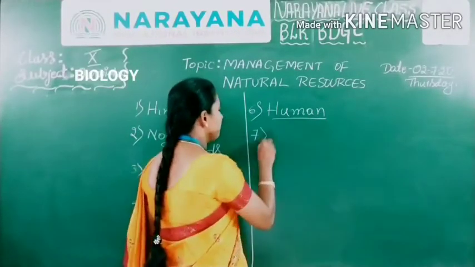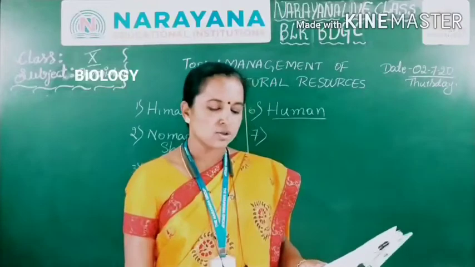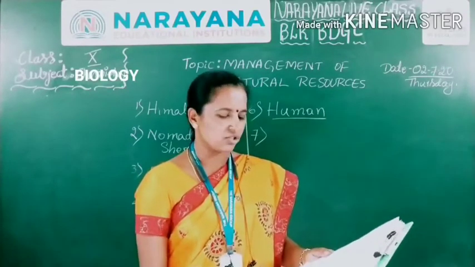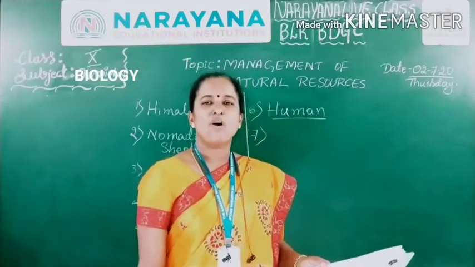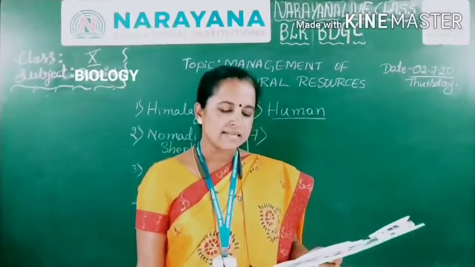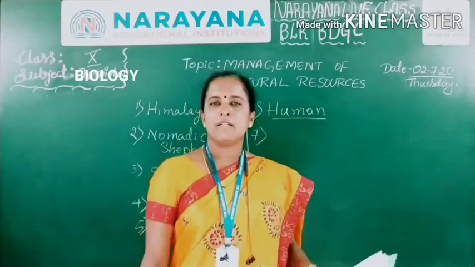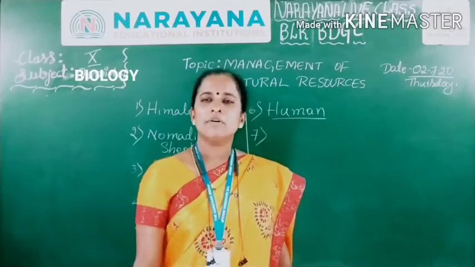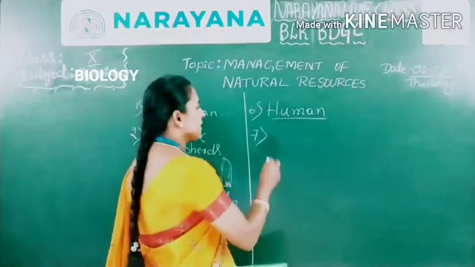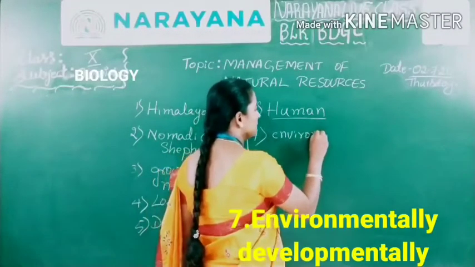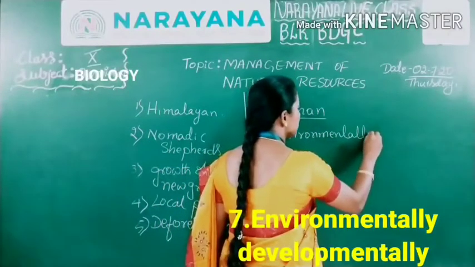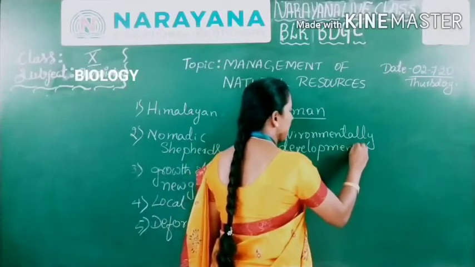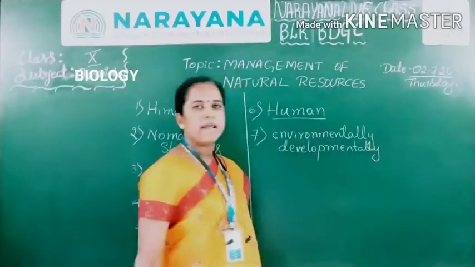So next, the 7th question. Forest resources had to be used in a manner that is both dash and dash. That means in what way we have to use the forest resources. So here the answer is environmentally and also developmental. That means we have to take care of and protect the environment, and also we have to consider the developmental aspects. Both aspects we have to keep in mind while using the natural resources.